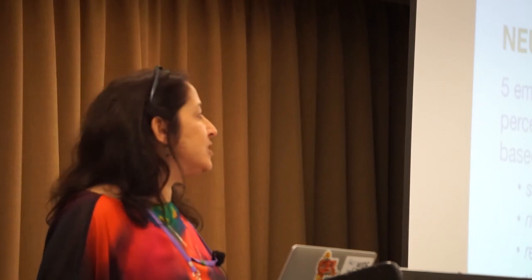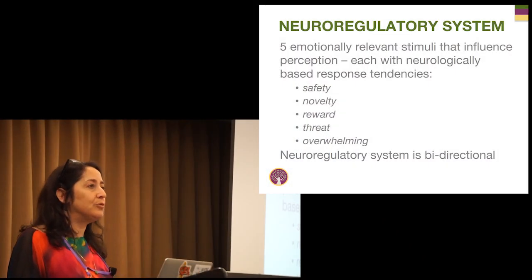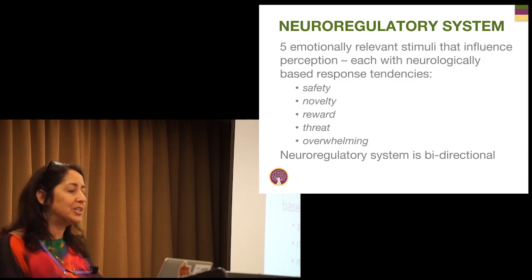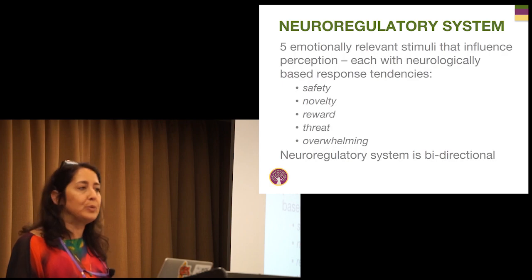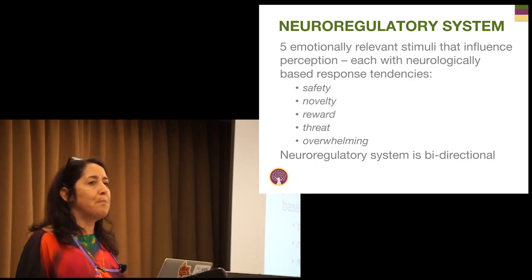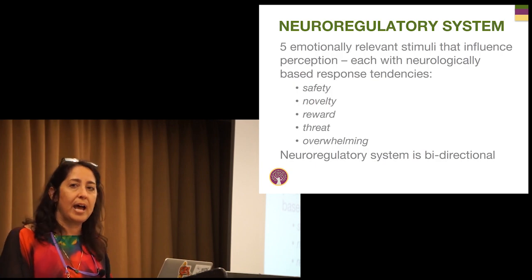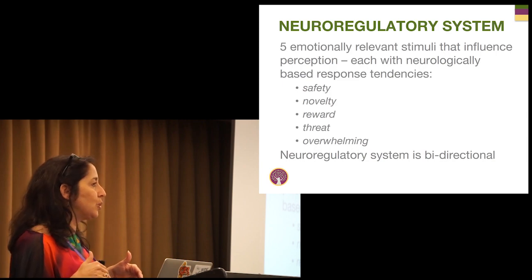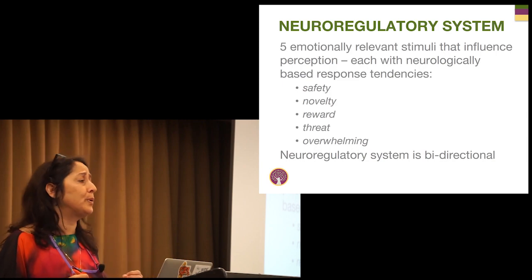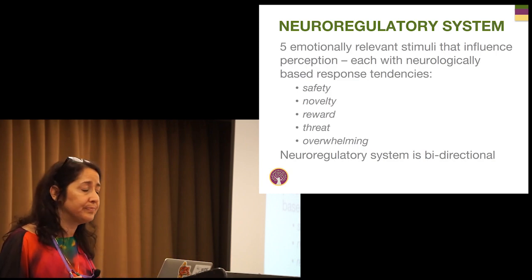So, Tom Lynch developed the neuroregulatory system. We have five emotionally relevant stimuli that influence perception, each with a neurologically based response tendency. So, the first one is safety. When we are in our safety state, our parasympathetic nervous system is fully engaged, and this is on the ventral vagal complex, right? Now, when that happens, our heart rate slows, our blood pressure slows, our breathing rate slows. We want to be with people. We want to socialize. We are happy and content.